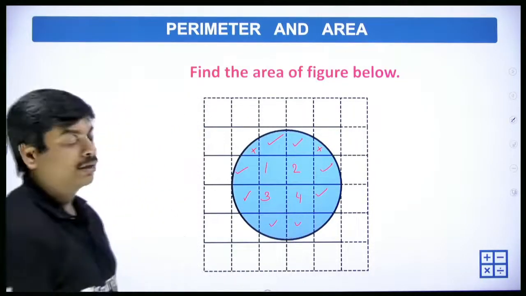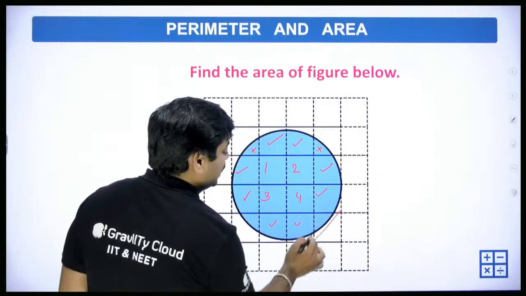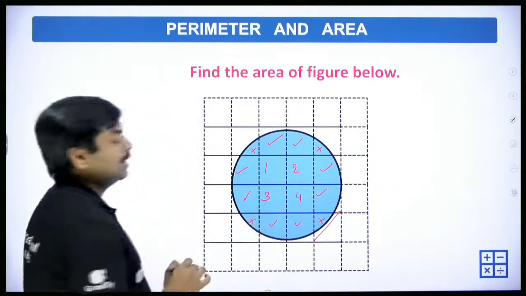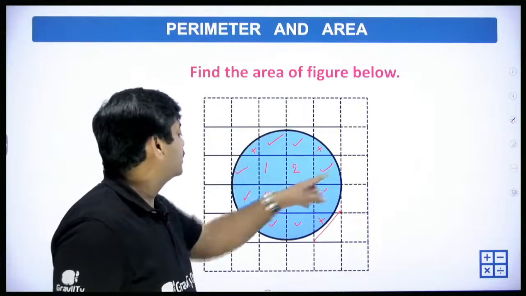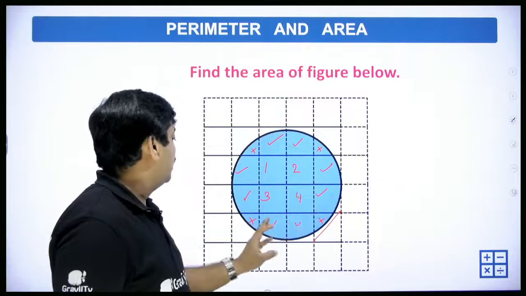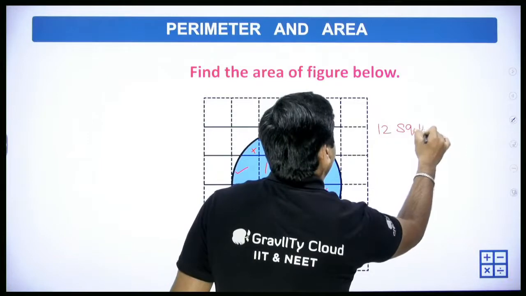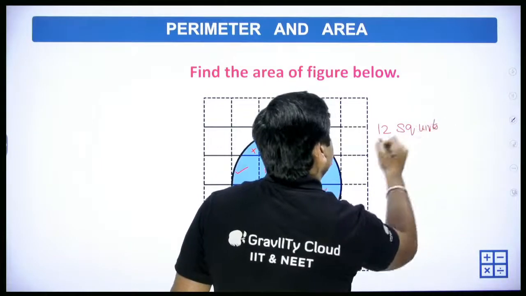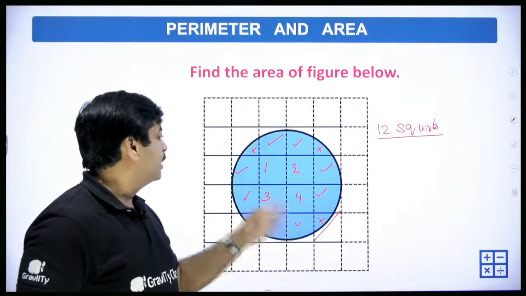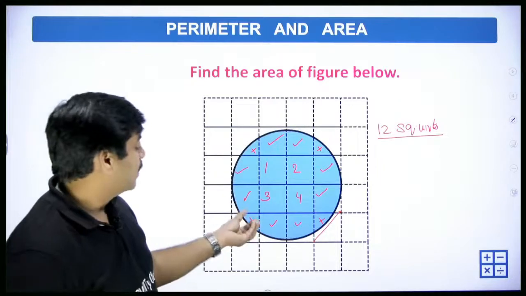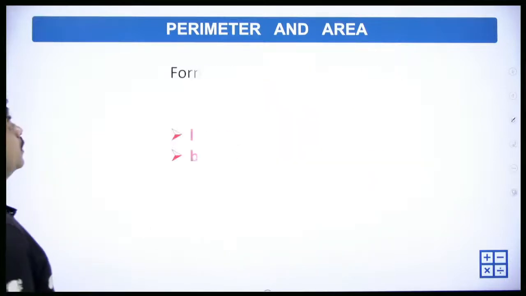Okay, again at the corner. So find the area. This is again less than half, this again less than half, so these two parts cannot be added. So 1, 2, 3, 4, 5, 6, 7, 8, 9, 10, 11, 12, right? So that becomes 12 square units. Let me check that again. 1, 2, 3, 4, 5, 6, 7, 8, 9, 10, 11, 12, right? So that's it. The rest of the parts which are less than half will not be included. Okay, the next one.